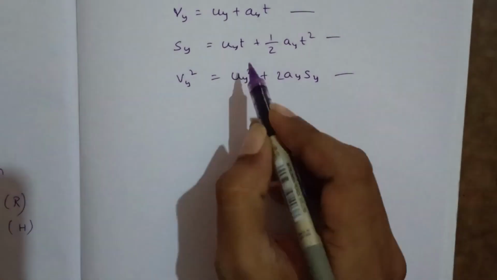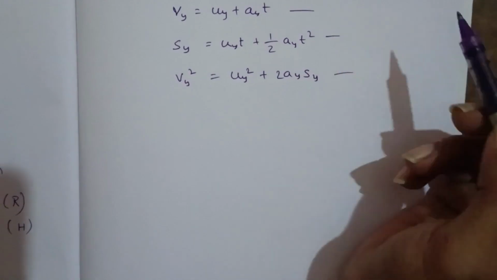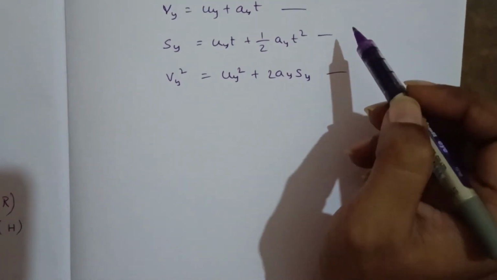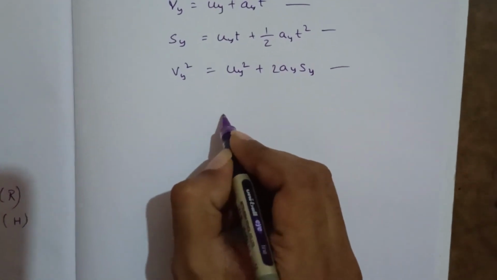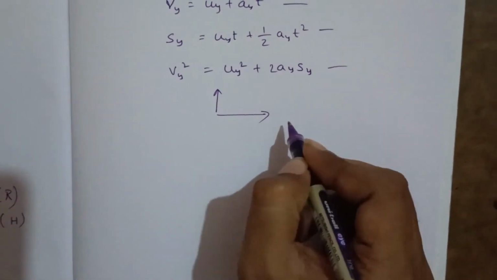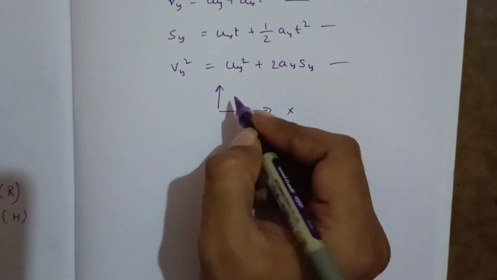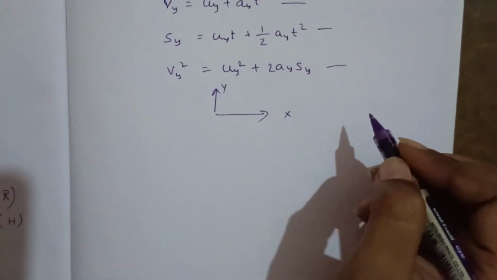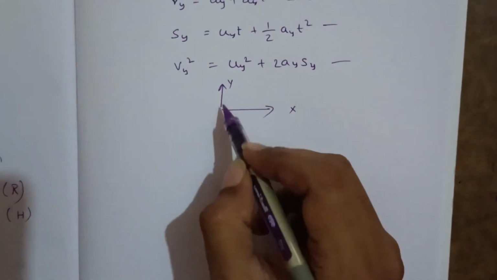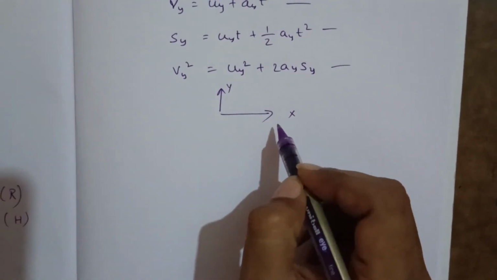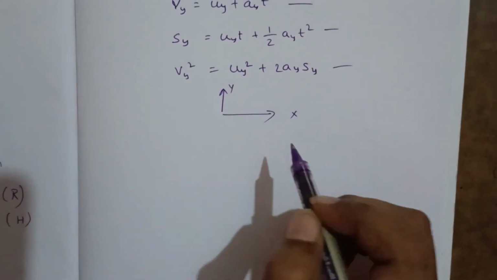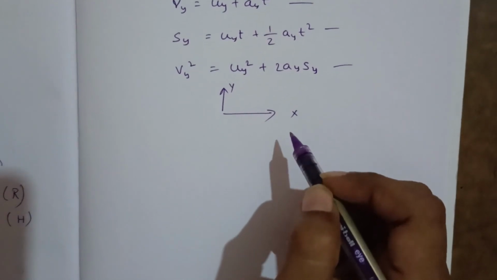Now this projectile motion, two-dimensional motion, can be discussed as horizontal motion and vertical motion. Horizontal motion is along the x-axis direction, vertical motion along the y-axis direction. These two motions take place independent of each other.